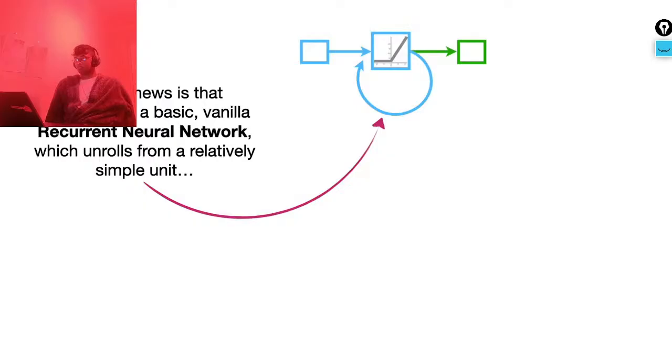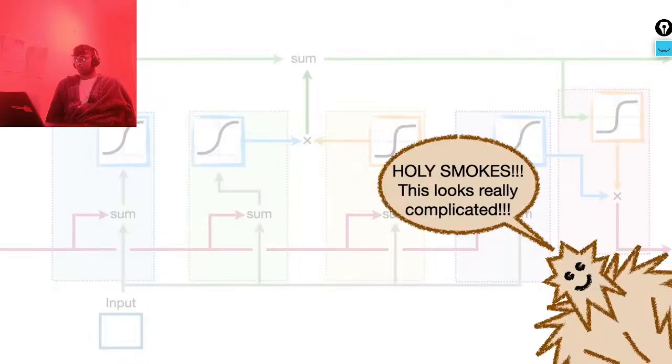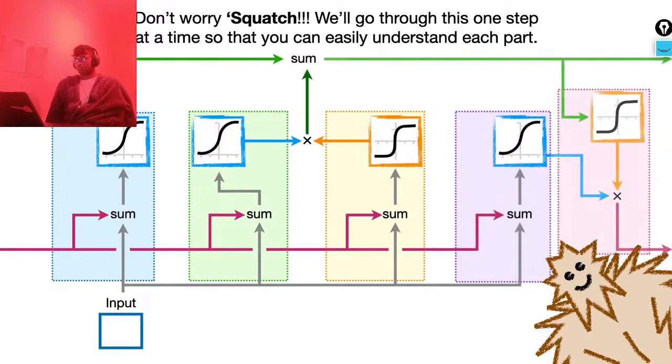The bad news is that compared to a basic vanilla recurrent neural network, which unrolls from a relatively simple unit, long short-term memory is based on a much more complicated unit. Holy smokes, this looks really complicated. Don't worry, Squatch, we'll go through this one step at a time so that you can easily understand each part.